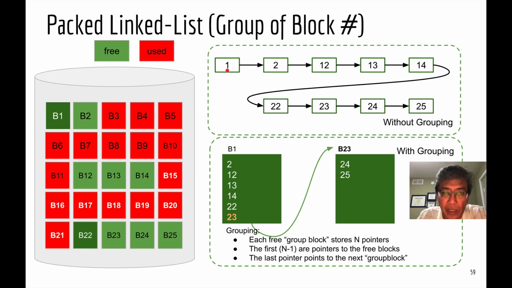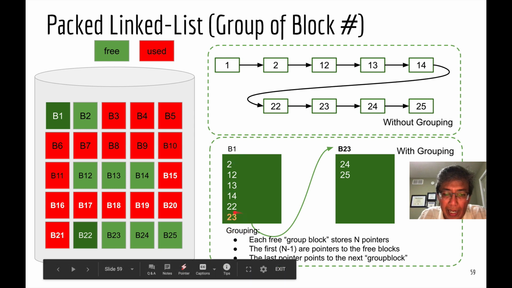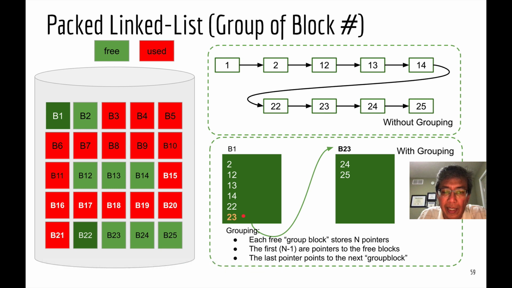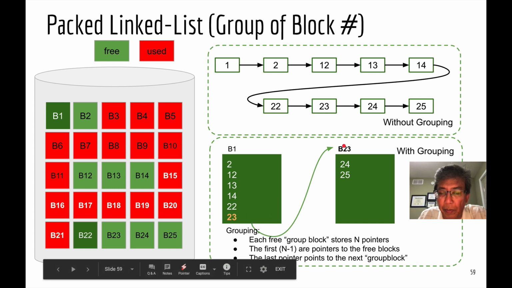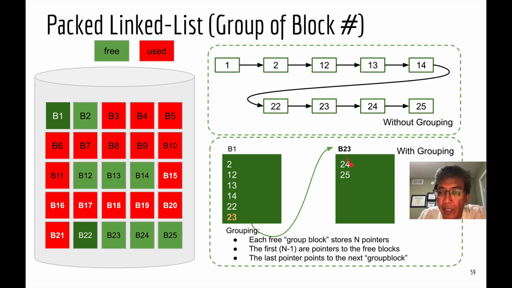So we know block 1 is free, and blocks 2, 12, 13, 14, and 22 are also free. So then we can keep these numbers in block 1. And the last number is essentially used as the next pointer to the free block. So inside block 23, we can keep the remaining free block numbers 24, 25.